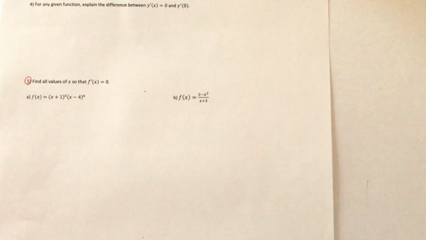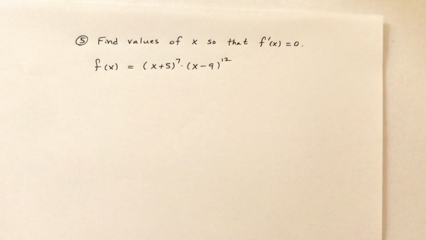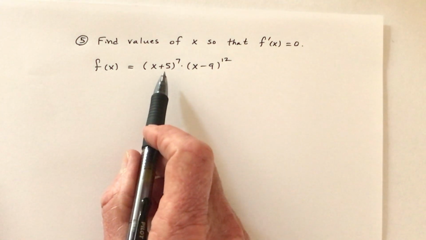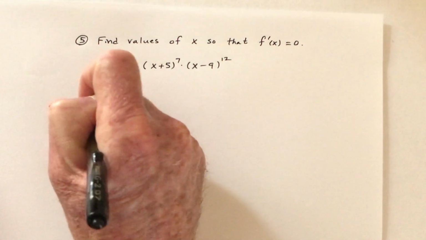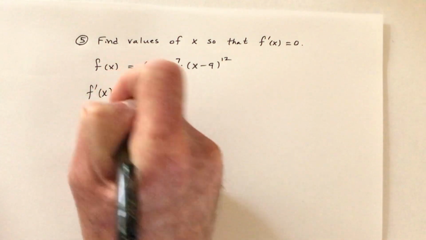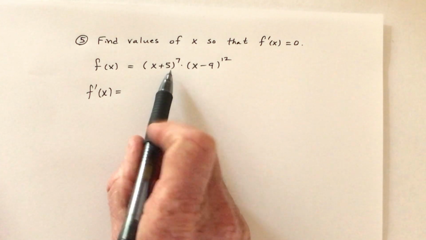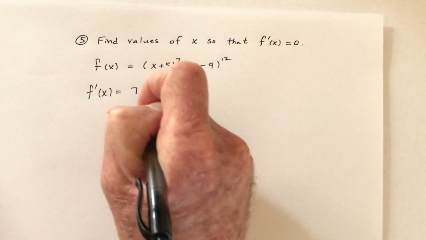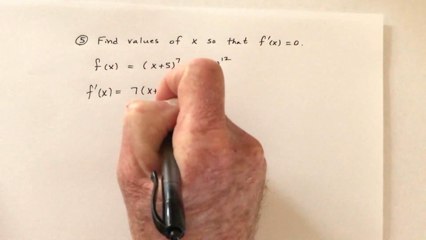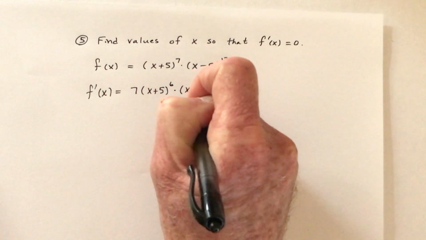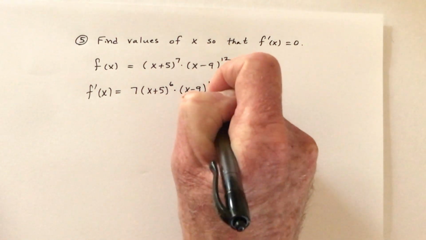I'm going to do one like this. So I changed it just slightly, but it would go like this. First of all, do the product rule. So the derivative is going to equal, so for this one, take the derivative. That means use the power rule. So 7x plus 5 is now raised to the 6th. And now leave x minus 9 to the 12th alone.